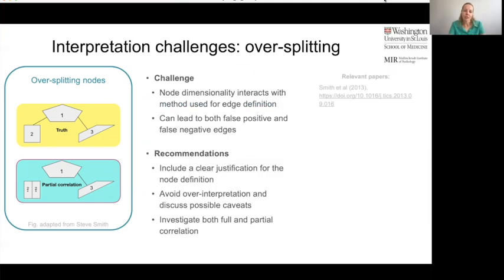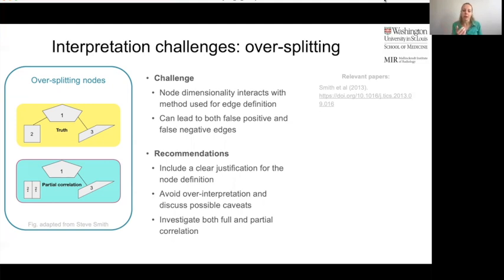The first interpretation challenge that I want to talk about is oversplitting. And this is related to the topic of dimensionality that I discussed earlier. And the thing to be aware of here is that our definition of nodes and the dimensionality of our nodes interacts with the method that we use to define our edges to build our graph.